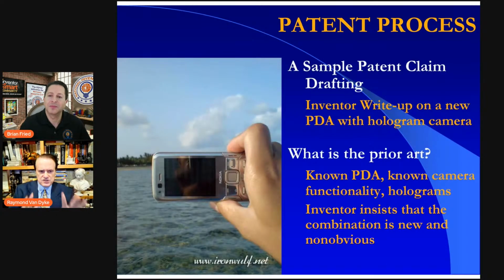So let's look at a particular claim. See, an inventor comes to you and he has a write-up. I have a camera that has a hologram in it. A smartphone with a hologram, I should say. All right. So we know about smartphones. We know about cameras and how they work. We know about holograms in general. The inventors insist that this combination is new and non-obvious. Okay.